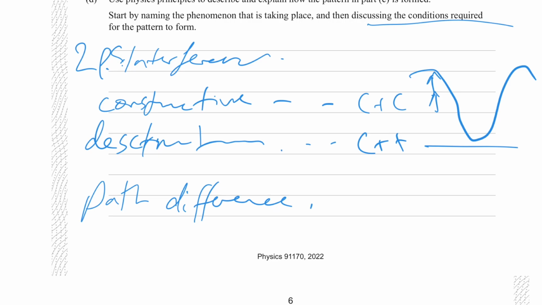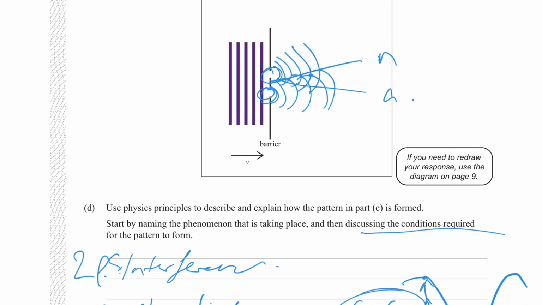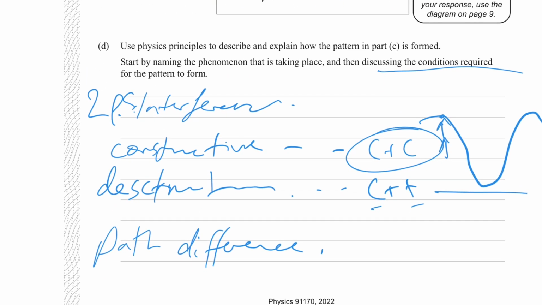So a whole number of wavelength path difference will lead to constructive interference, because that'll lead to a crest meeting a crest and a trough meeting a trough. If your path difference is an odd number of half wavelengths between the two waves that are interfering, one coming from here, one coming from there, that's going to mean a crest hits at the same time as a trough, and then they cancel out.